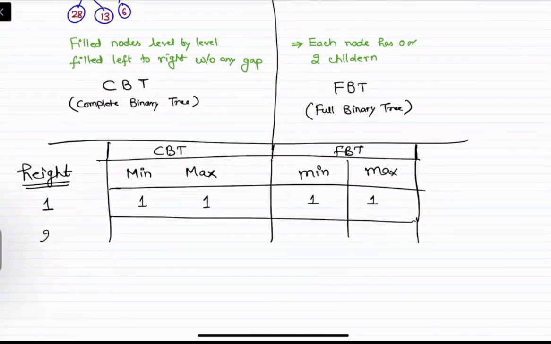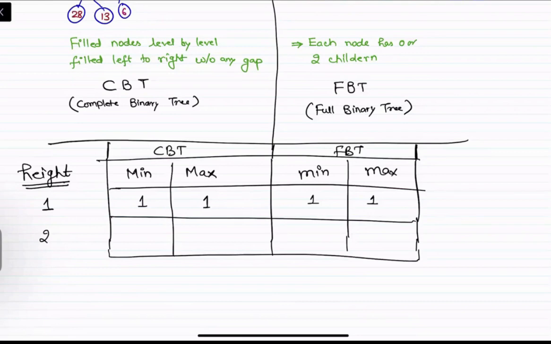Yeah. If you can draw a tree of height 2, for CBT, what is the minimum number of nodes you need? Yeah, it will be 2, because you will draw this as CBT and minimum nodes 2. And what is the maximum in CBT you can have? If I say in height 2, yeah, maximum you can go to 3, right? Because this is a complete binary tree of 2 height.